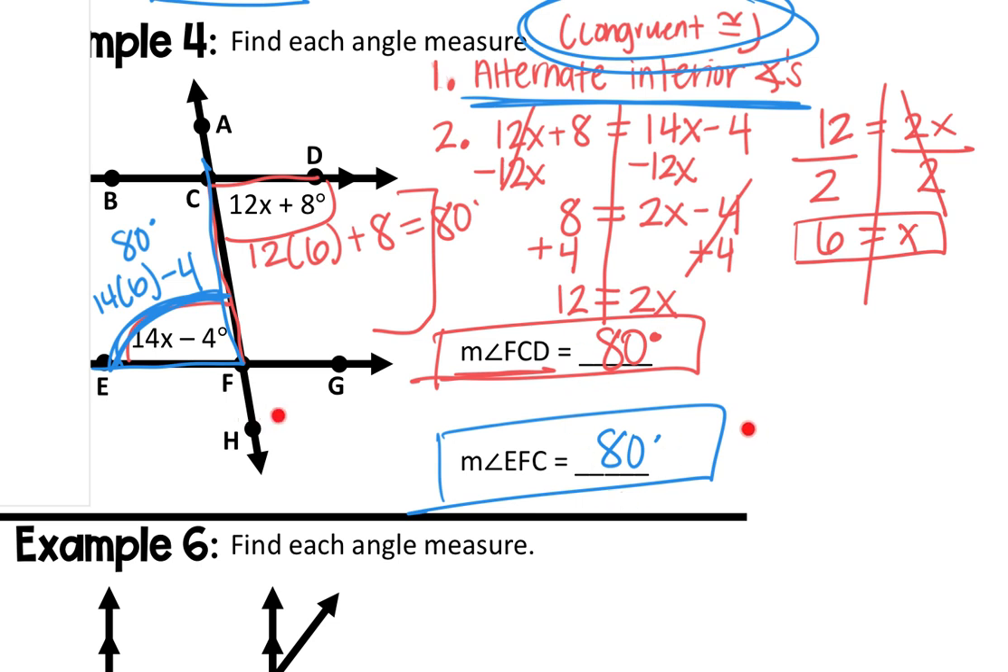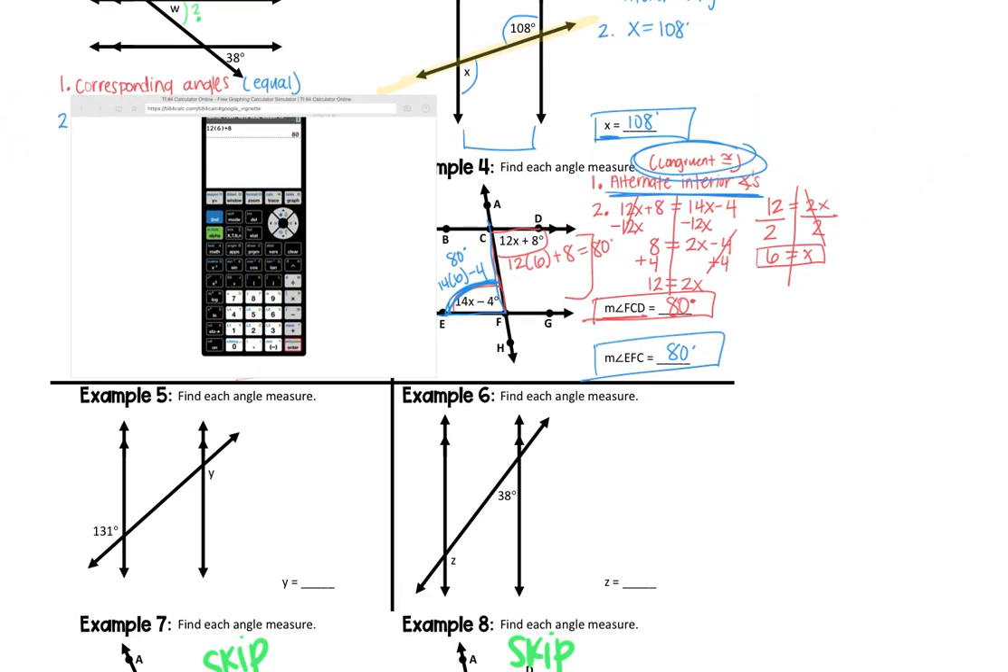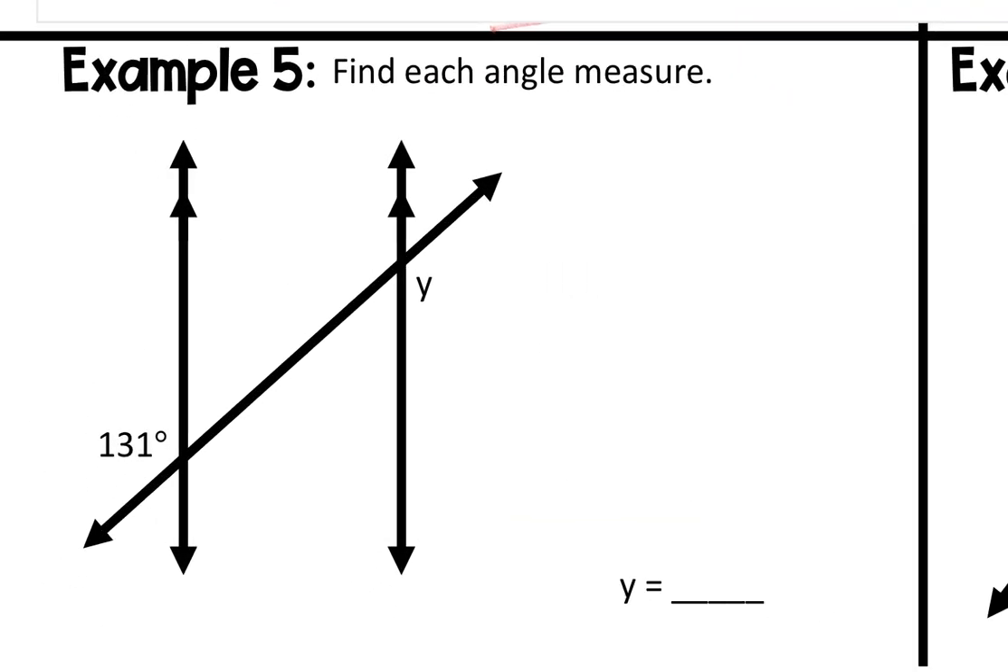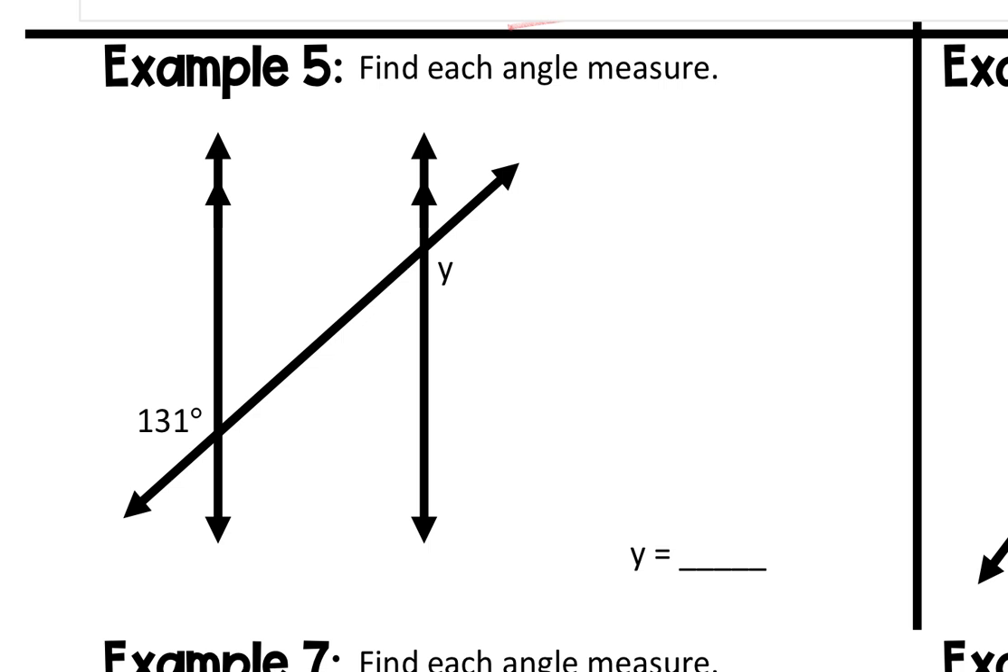Okay, so that's example 4. Let's do example 5 next. It says find each angle measure. So remember, let's look at what type of angles they are. One is on the outside and the other one is also on the outside, in the exterior. The only one that talks about exterior is alternate exterior angles.